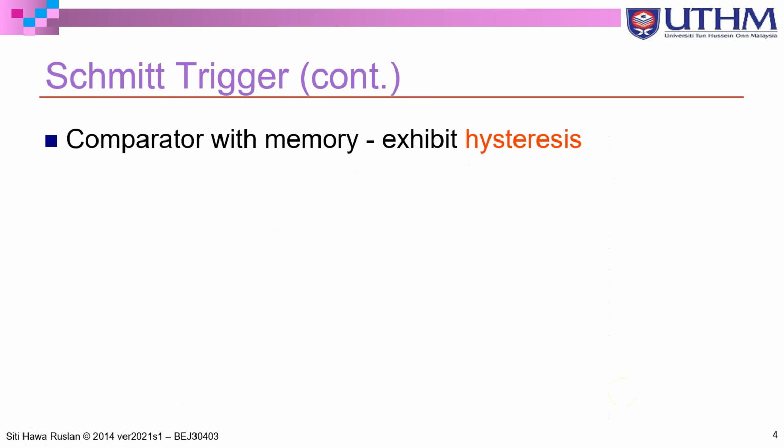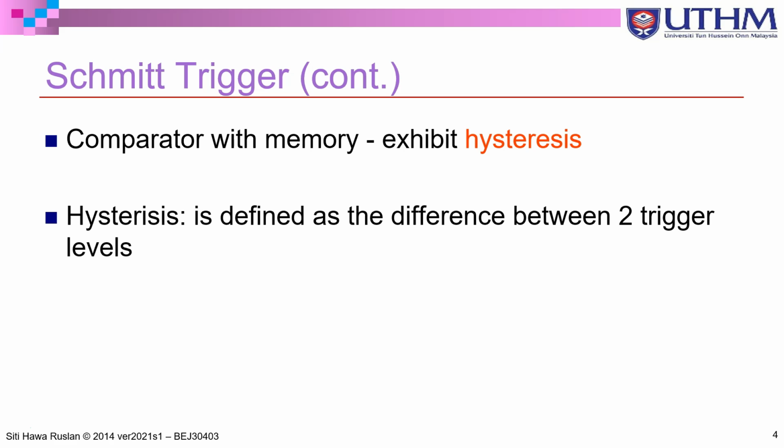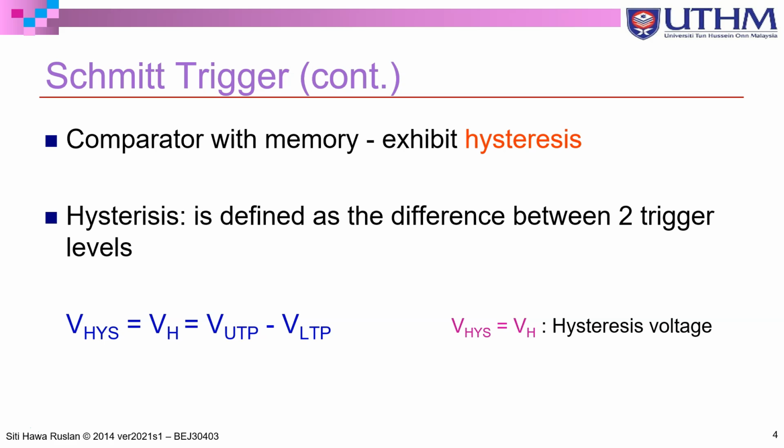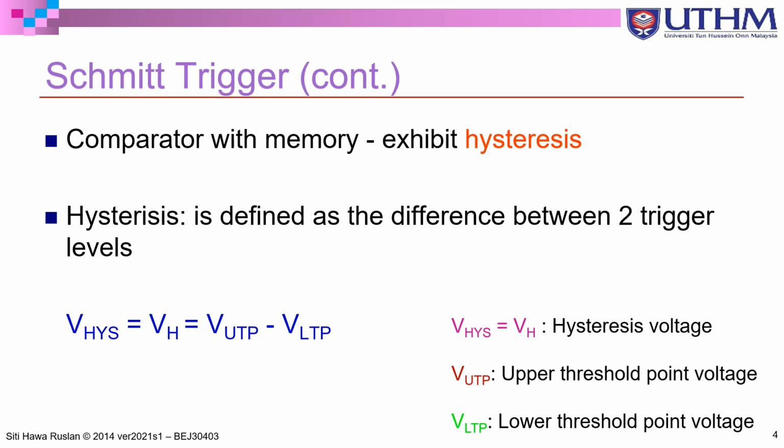Schmitt trigger is actually a comparator with memory. It exhibits hysteresis. Hysteresis is defined as the difference between two trigger levels. We have V hysteresis or simply VH, which is the difference between the V upper threshold point and V lower threshold point. So the difference between these two threshold voltages will give you VH or V hysteresis.